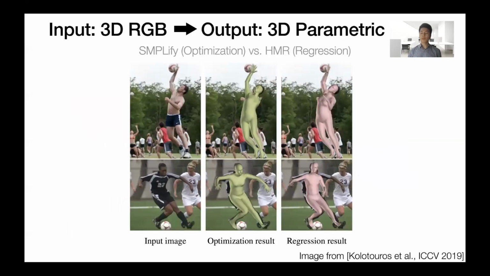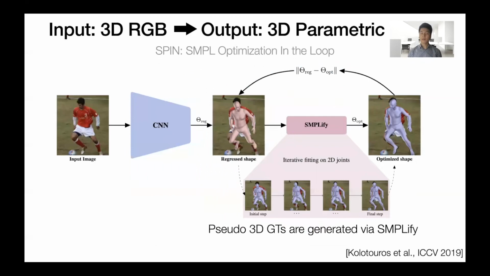More recent work in this direction, named SPIN, proposes a rather interesting direction to improve the quality. This method focuses on the fact that in terms of 2D localization quality, the optimization method is better, and in terms of 3D quality of the output, the regression method is better. So this method proposed a very nice way to combine these two properties.